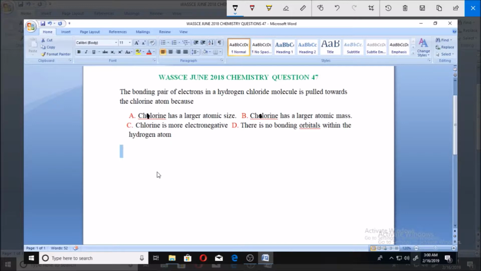So for us to understand this, I had earlier in one of the exam questions explained that every atom has what we call protons and neutrons. Now the protons, let's say these are the protons, they are positively charged. The neutrons are not charged, they don't have any charge. Now revolving around these protons and neutrons are what we call the electrons.